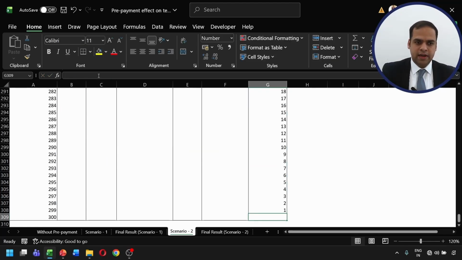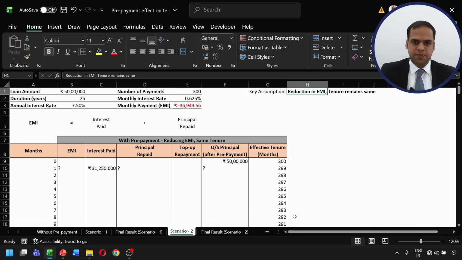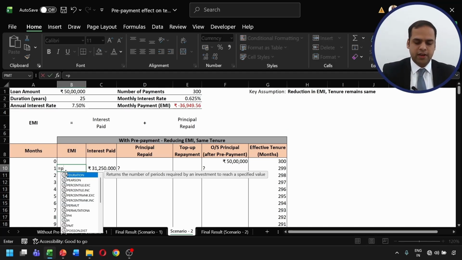So we know that at 299 month we are going to make one more payment. At 300 month we are going to make all our EMI payments. So the EMI portion is calculated differently in scenario 2.